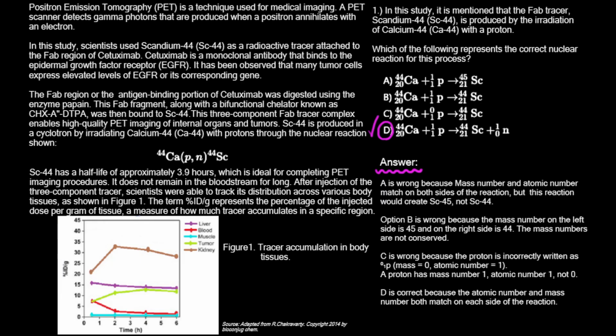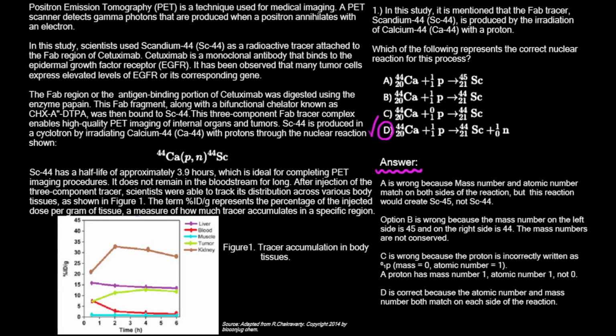Starting with option A, both atomic numbers and mass numbers are balanced. However, the option produces scandium 45 instead of scandium 44, which was stated in the question stem. So option A is not right. In option B, the total mass number on the reactant side is 44 plus 1, which equals 45. But scandium 44 has a mass number of 44 on the product side. Because the mass numbers do not match, option B is wrong.